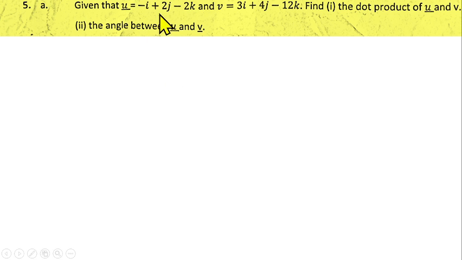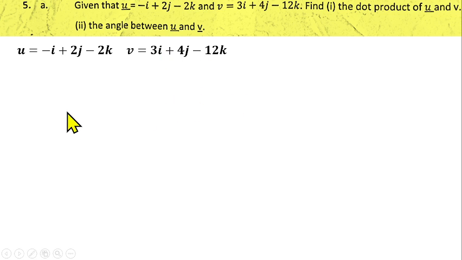Question number 5 is from vectors. You are given that vector u is this and vector v is this, so you have to find the dot product of u and v. So like I said, it's from vector. Vector u is given having 3 components, i, j and k, and the vector v also has i, j and k as the components.